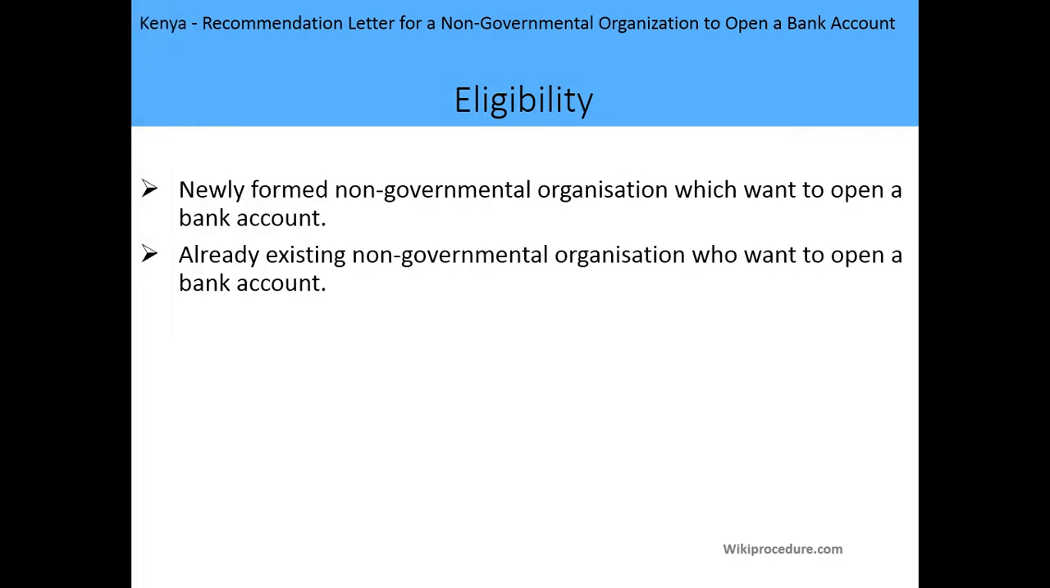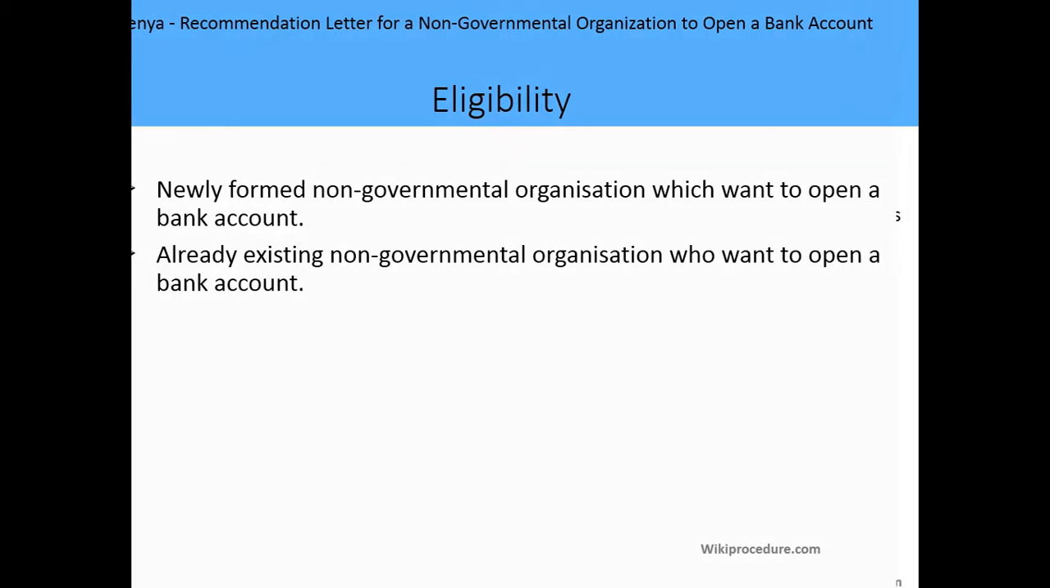The eligibility criteria is that newly formed non-governmental organizations which want to open a bank account are eligible to apply. Also, already existing non-governmental organizations who want to open another bank account are also eligible to apply.